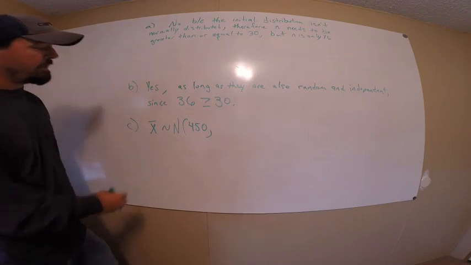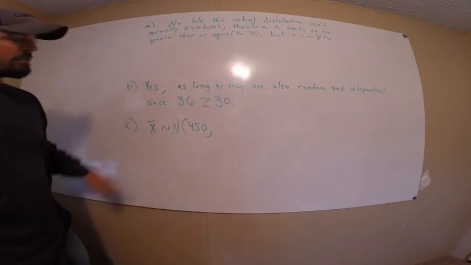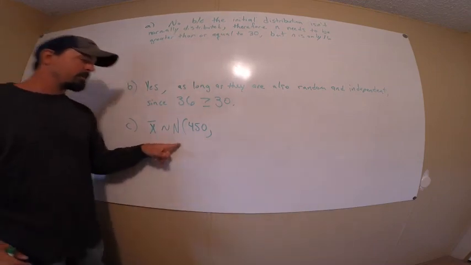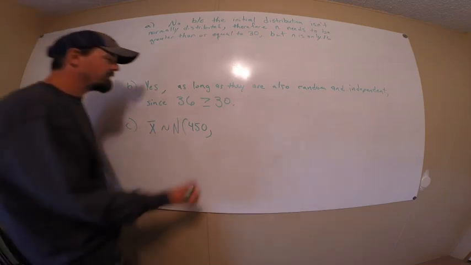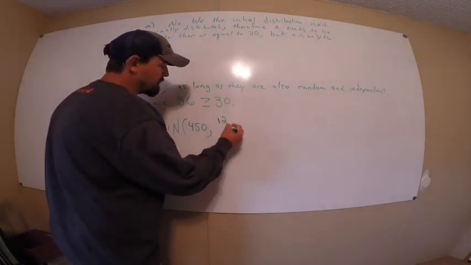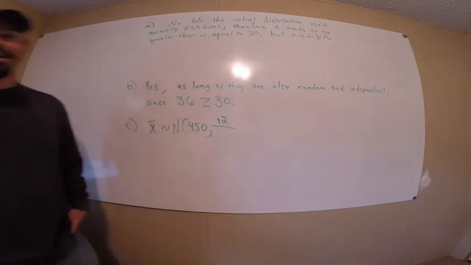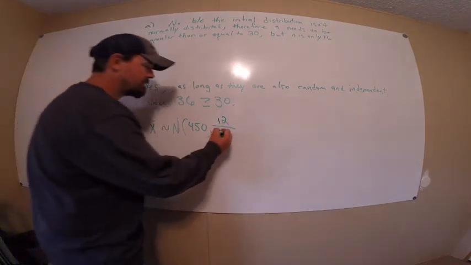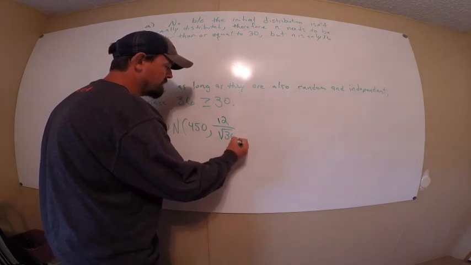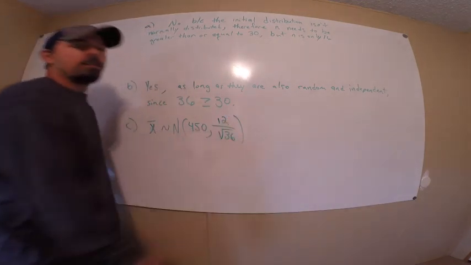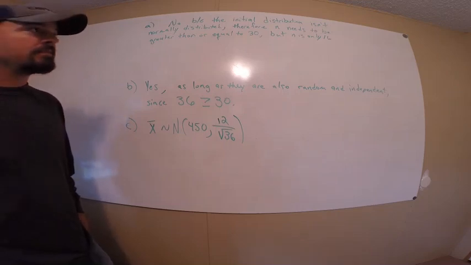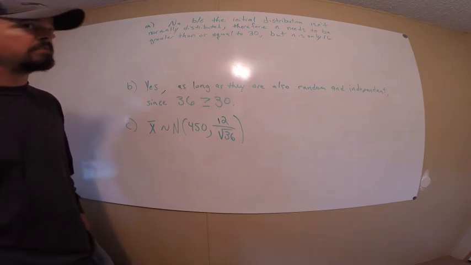Okay. Now C wants you to write this distribution. So X bar is approximately normal. 450 stays the same every time. Okay. My initial standard deviation was 12. Remember, I have to divide that by the square root of n. Square root of 36. Okay. Now we can simplify that. What's square root of 36? Square root of 36 is 6.